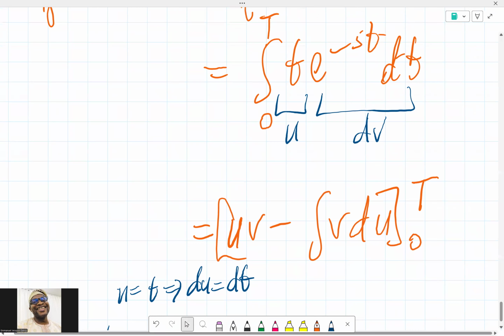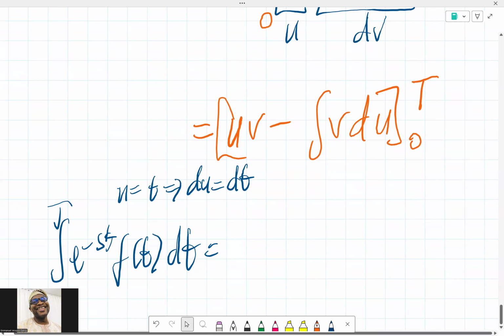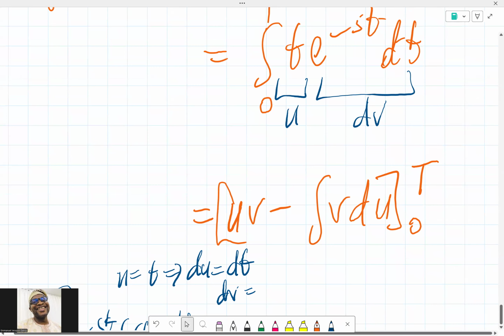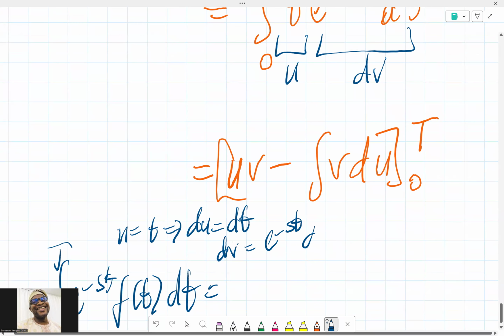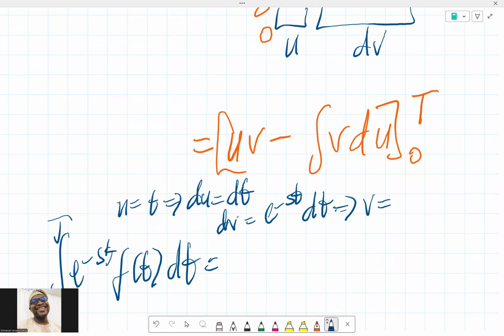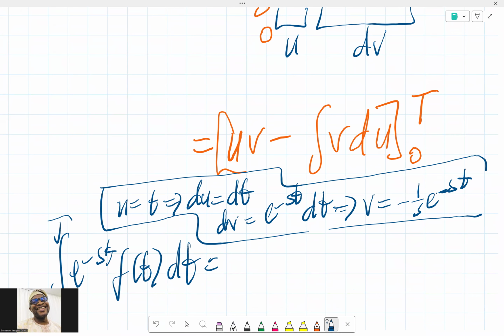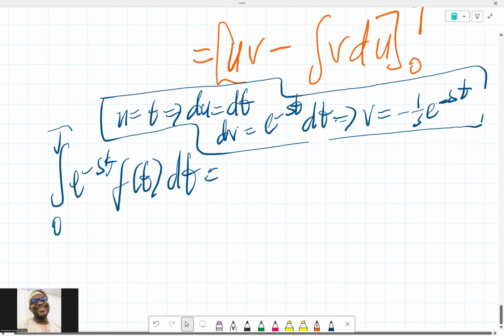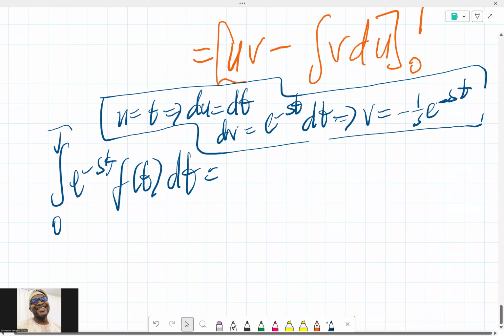So then we also have v. If dv is equal to e raised to the power minus st dt, that simply implies that when we integrate, v is going to be e raised to the power minus st all over minus s. That's minus 1 over s e raised to the power minus st. So we need that idea to do what we want to do next. To get v, we integrate this, and that is minus 1 over s e raised to the power minus st.